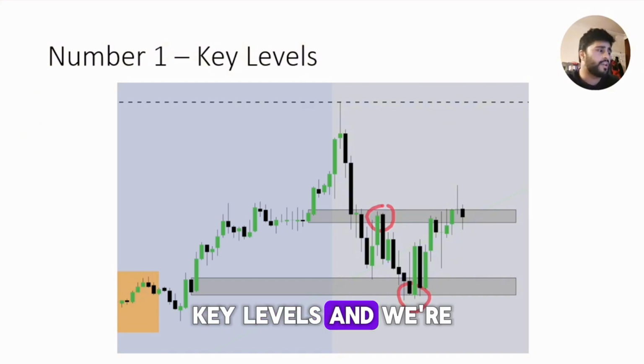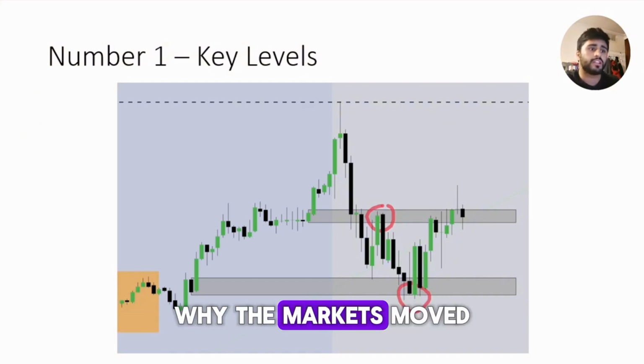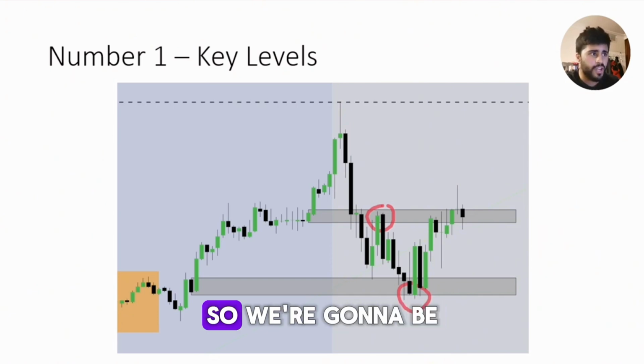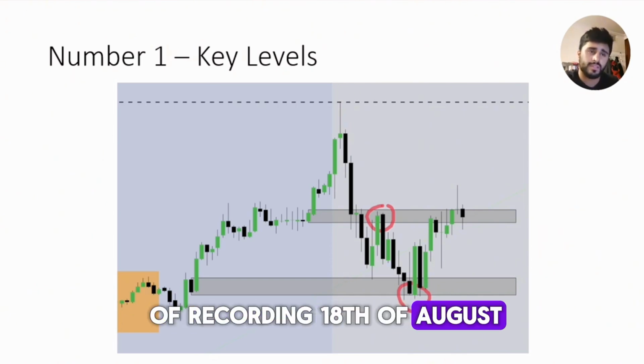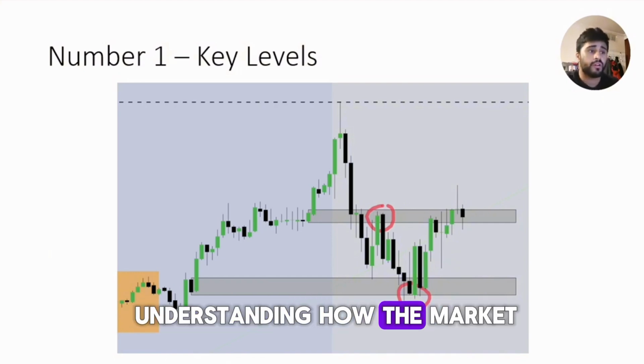Key levels, and we're going to be understanding exactly why the markets moved up and down the way they did, right? So we're going to be focusing on Tuesday of last week. So this is time of recording, 18th of August. And we're going to be understanding how the market moves at key levels.